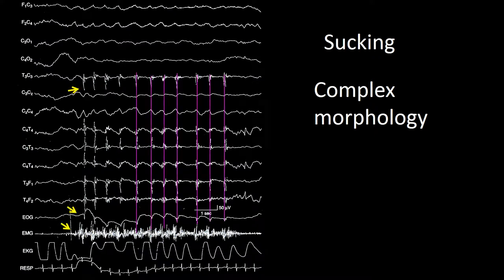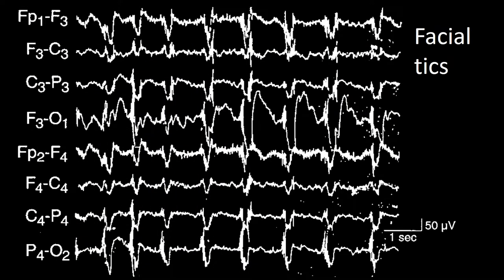As you can see, sucking not only involves the cephalic derivation, but it also involves non-cephalic derivations. In this case, we're seeing the sucking artifact at the level of the eyes and also in the chin EMG. This epoch was capturing a patient with facial tics. It resembles a spike and wave, but muscle is very much superimposed on it, and that usually allows the distinction between a spike and wave and this type of activity.